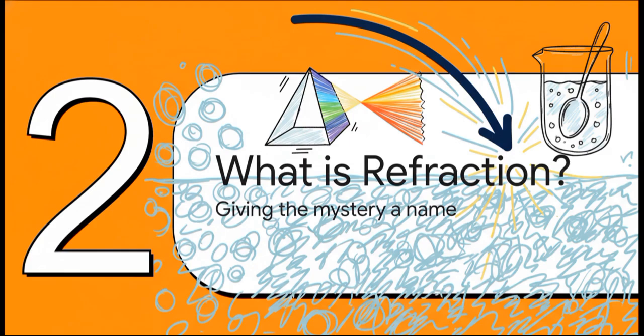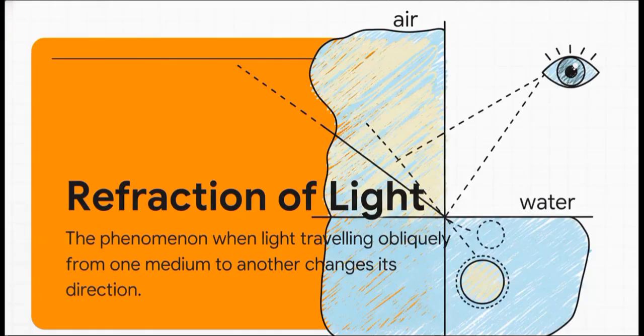And this bending, this amazing change in direction, it has a scientific name. It's called refraction. So officially, refraction is just what happens when light, traveling at an angle, hits the border between two different transparent materials, like air and water, and changes its path. That's it. That is the entire secret behind our reappearing coin.